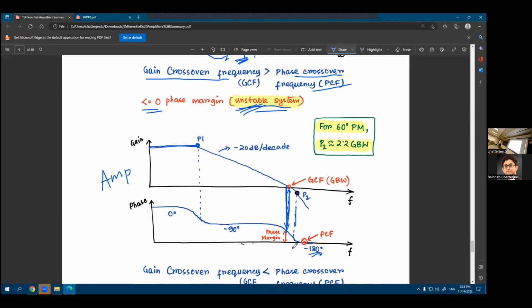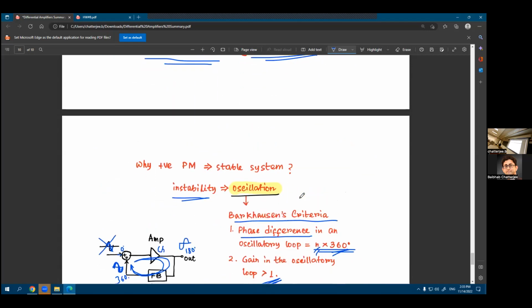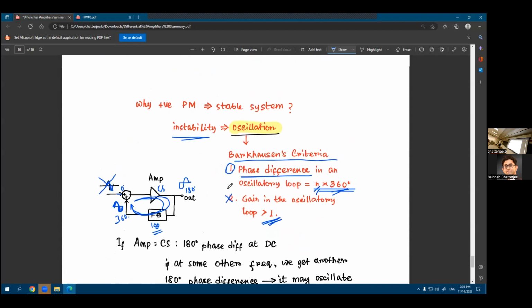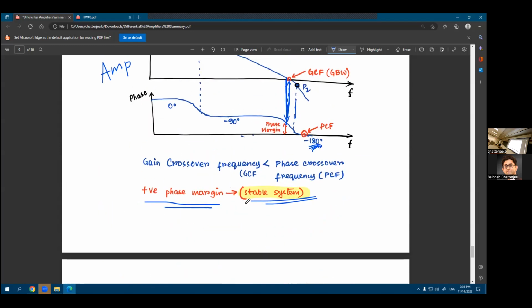For the amplifier, when you are at the phase crossover frequency, starting from here, you have 180-degree additional phase difference, and this phase difference actually comes from your feedback network. So when you have this 180-degree phase difference, your gain has become less than 1. So even if you are satisfying Barkhausen's first criteria, you'll not satisfy the second criteria, and that's why your system will not oscillate. And that's called a stable system.